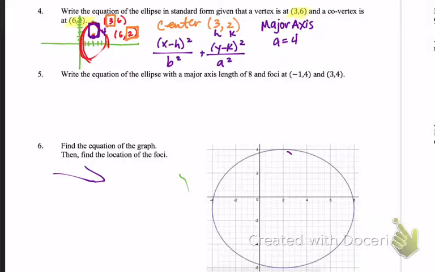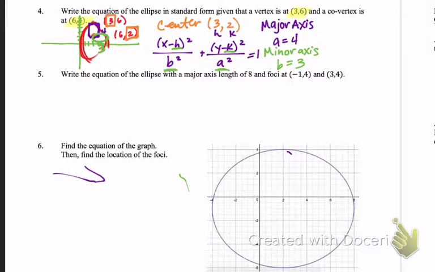Then I'm going to look at my center, and I'm going to go to my co-vertex. So I'm going to look at this length right here. If I'm going from x equals 3 to x equals 6, that length is 3. So my minor axis, my b, is going to be 3. Then I plug in for a squared and b squared, and I plug in for h and for k, and that all equals 1. Forgot to add that in.